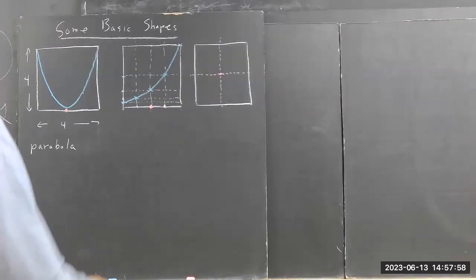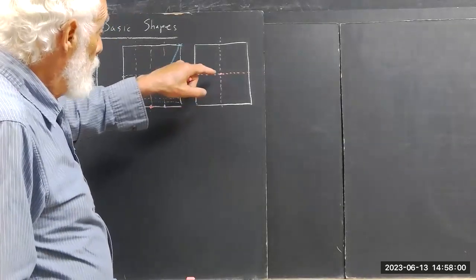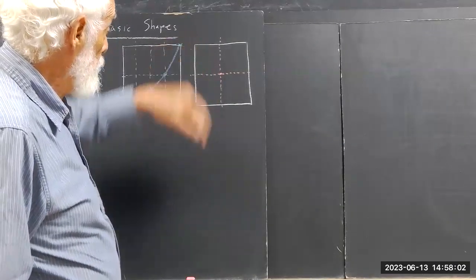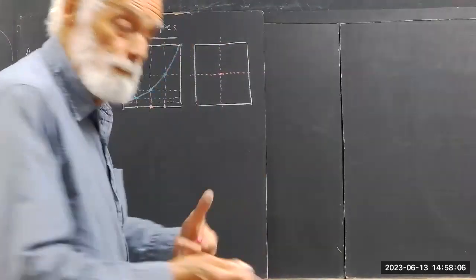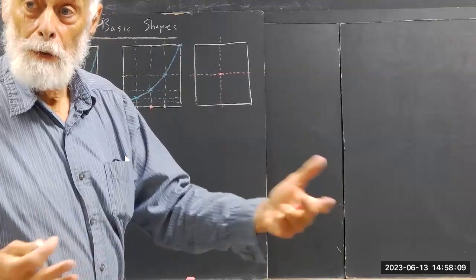Okay, I've changed things a little bit. My red dot is still at the middle of this square. The square is a little cockeyed, but you know, make yours better than I did mine.